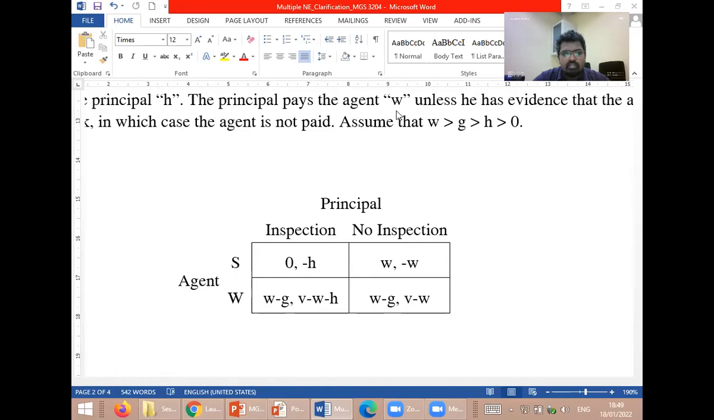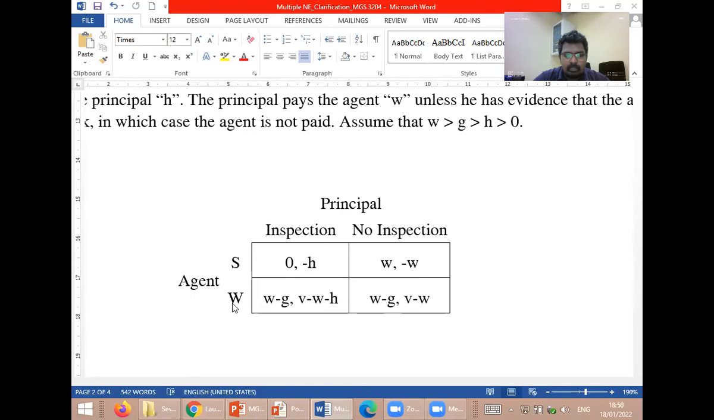And at the same time, H means the cost of inspection. Since you are inspecting the agent, you have a cost of inspection given as minus H. Now if the principal, the owner, is not inspecting, then this agent will get his wage, but this wage is going to be a cost for the owner, because this person is not working. Anyhow, no additional outcome, no value added, but the wage is going to be a cost. Right?